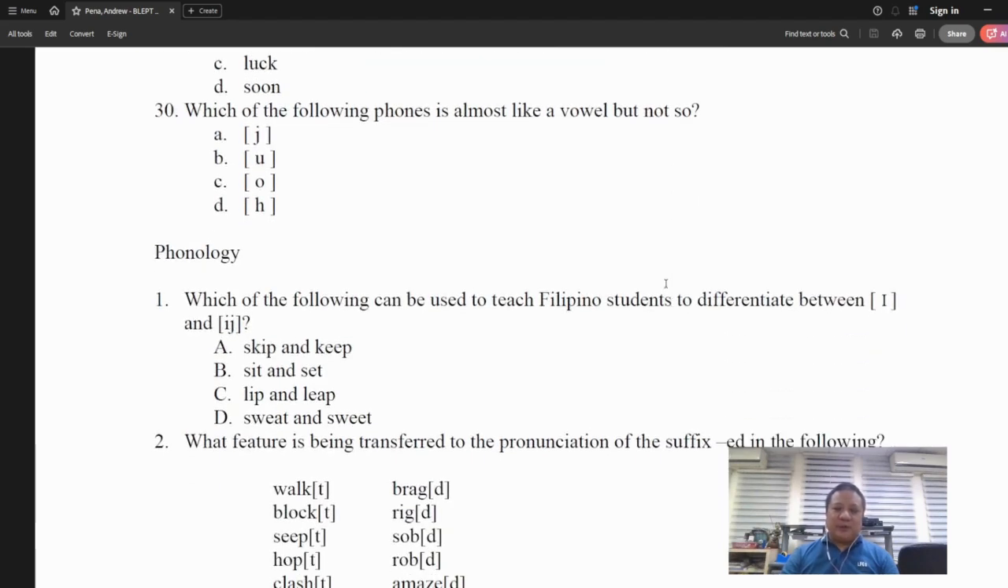30. Which of the following phones is almost like a vowel but not so? A, y, B, oo, C, o, D. So the answer is A, y. You're wondering probably why the y is represented by a J. That's because the International Phonetic Alphabet started in Europe, and in Europe many of the y sounds are represented by the J, like Reykjavik or Sonia, which is pronounced with a J instead of a Y.